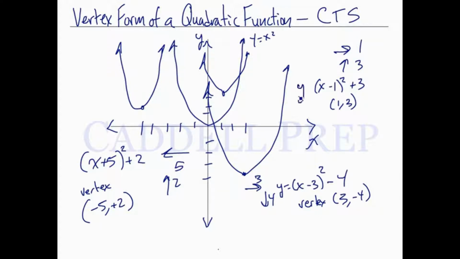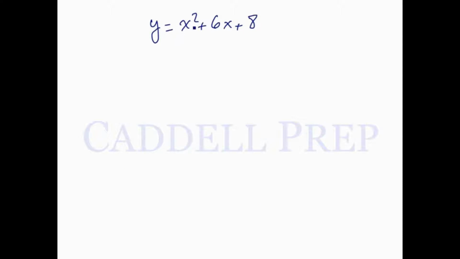So this form of the function is very useful in quickly identifying the vertex. But what happens if we're given a function in the standard type of display? How do we get from here to here? So we're going to do that by completing the square. So let's say we have this function y equals x squared plus 6x plus 8. I want to put this into vertex form. So we want to complete the square.